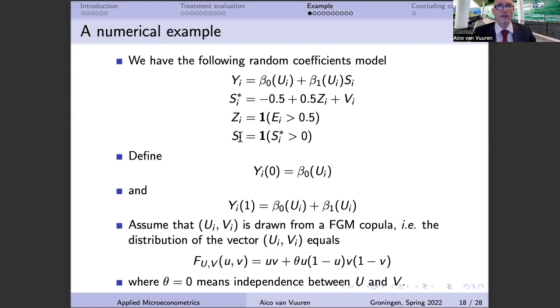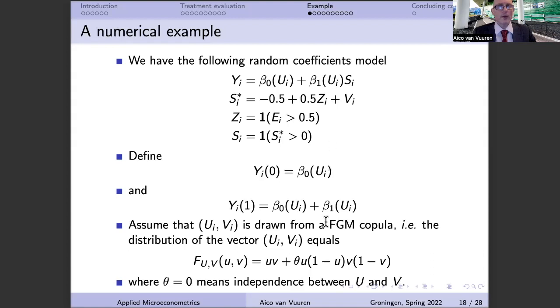Finally, Si is going to be equal to 1 when the right hand side, so Si star, is positive, otherwise it's going to be equal to 0. Then we have the definitions of yi0 and yi1, and then I would like to say something about the distribution of ui and vi. I'm going to assume that both ui and vi are uniformly distributed, but I allow for the fact that they may be correlated with each other.